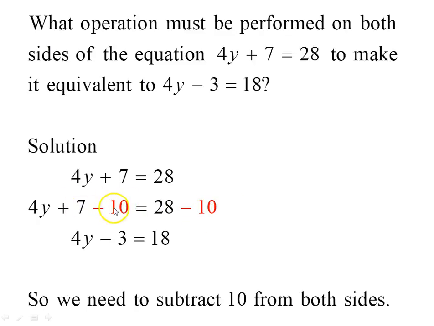When we do that, 7 minus 10 gives us minus 3. 28 minus 10 gives us 18. And so this equation, 4y minus 3 equals 18, is equivalent to 4y plus 7 equals 28.